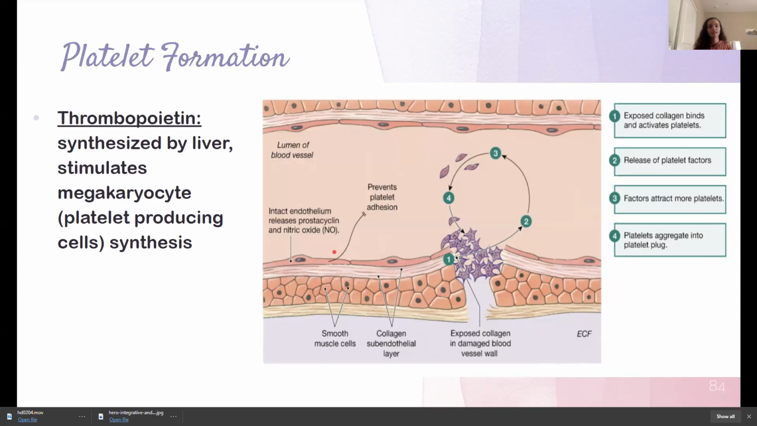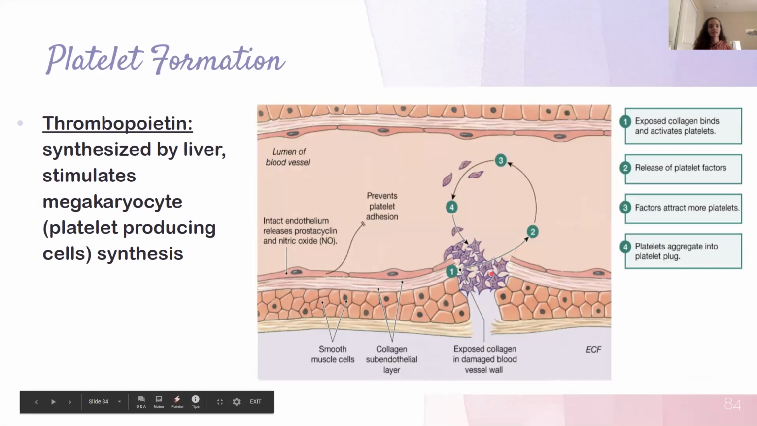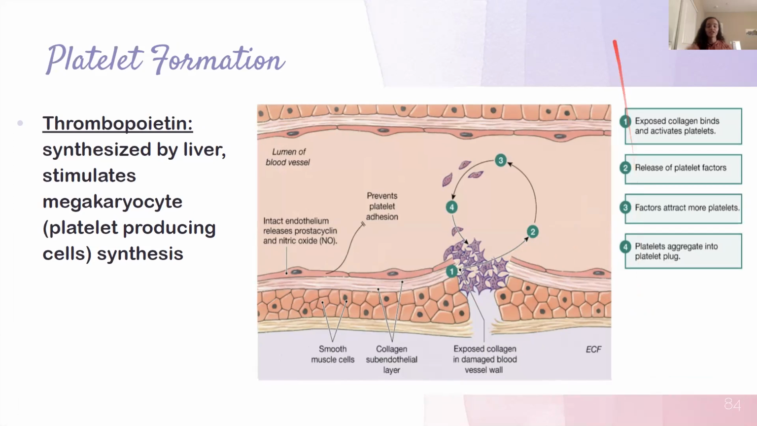So thrombopoietin is also a protein, and it's synthesized by the liver. And it stimulates megakaryocytes, which are platelet-producing cells. It stimulates their synthesis. Platelets are very important in that they're needed in case there's an injury or the endothelium is no longer intact. So they can sense that and they will quickly go to that area of injury and form a plug.